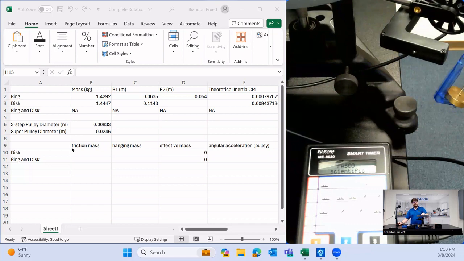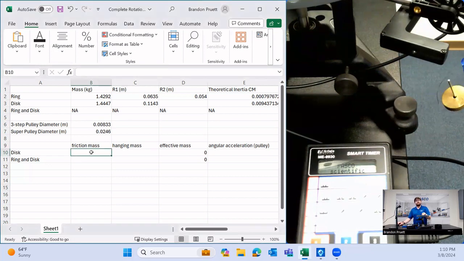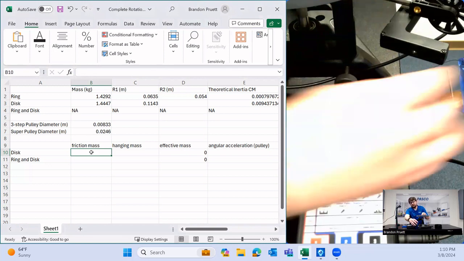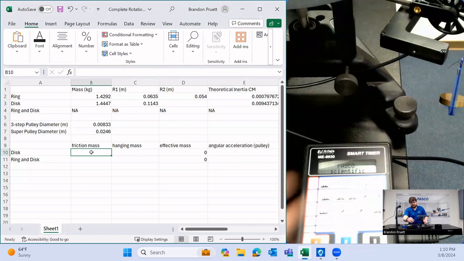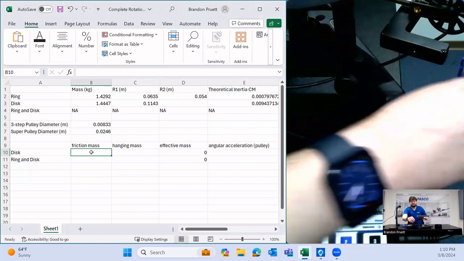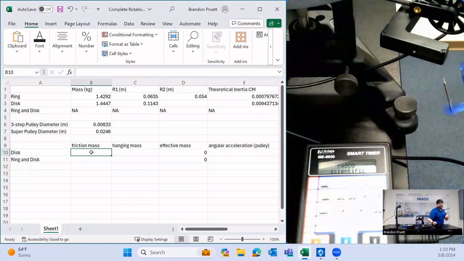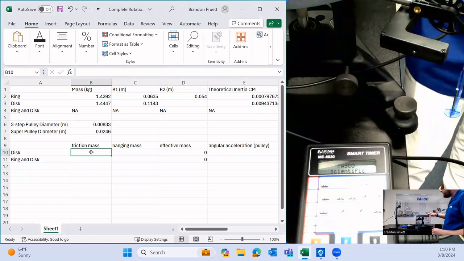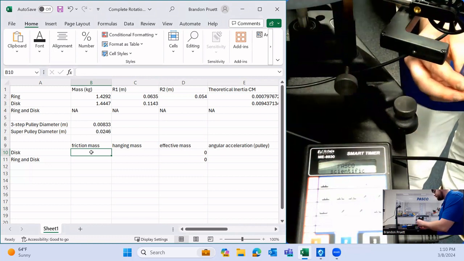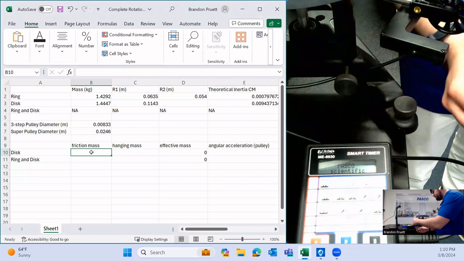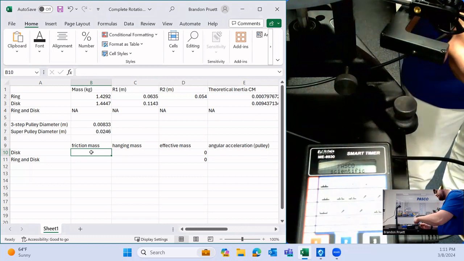To start this off, the first thing we need to do is account for some friction in this bearing here. When we're actually running the experiment, we want to find the mass required to overcome this friction force so that the only thing that's accelerating is just these pieces here. So to start off, we're just going to use the disc. And what we're going to do is add masses on here until this starts rotating at a constant velocity. So no acceleration. Oops, tie this up again.